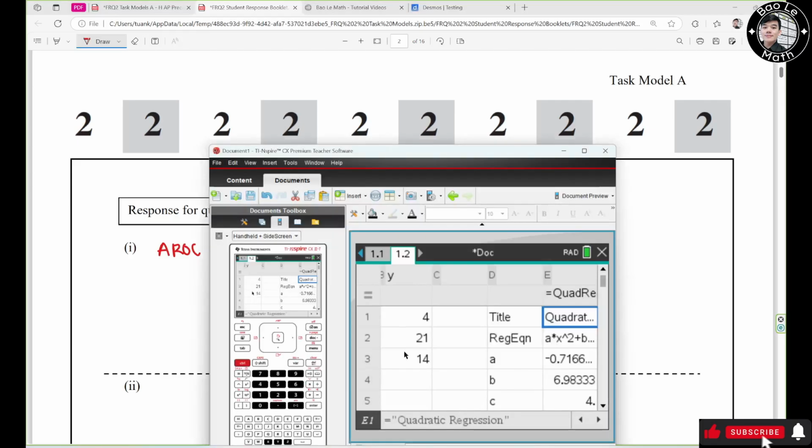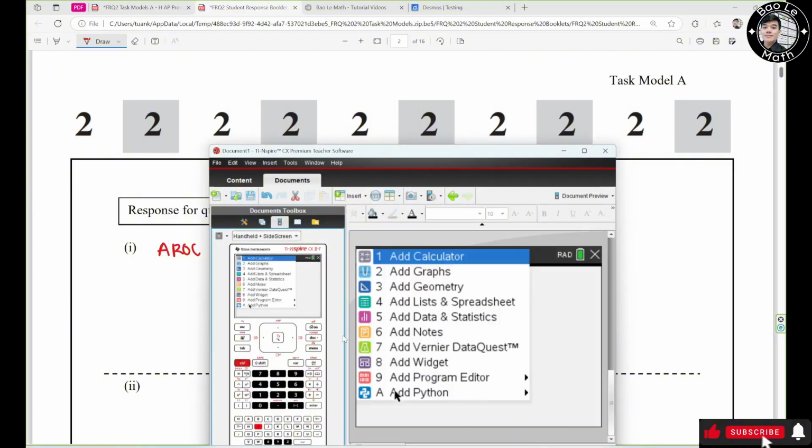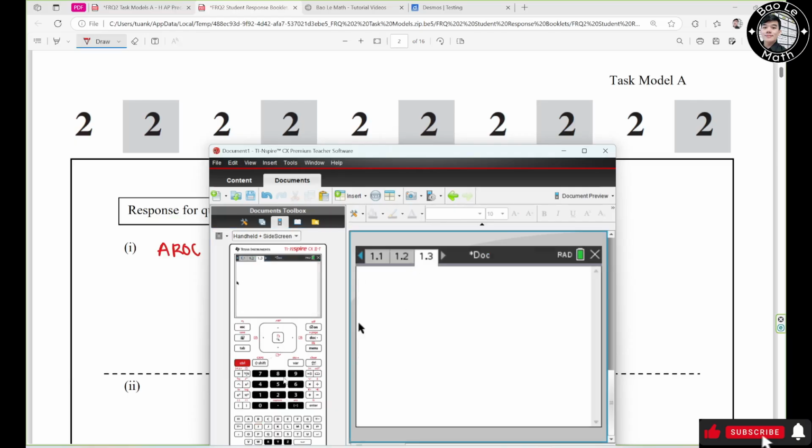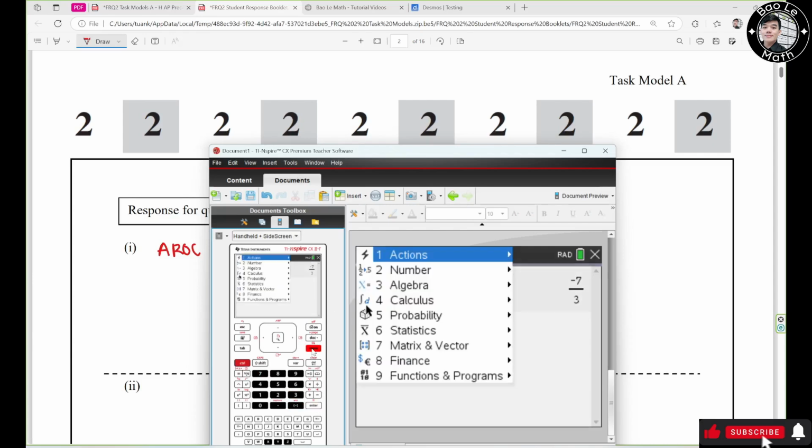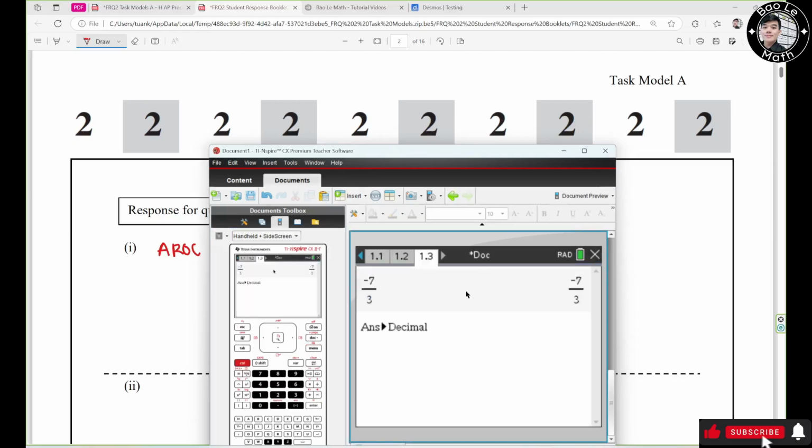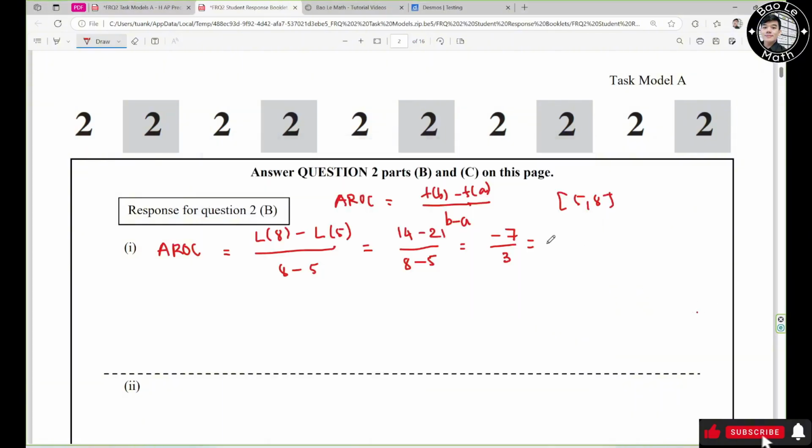So you're going to bring up the calculator. You're going to hit Control I, add calculator. -7 divided by 3 is going to be this one. Converted to decimal number, so menu, number, converted to decimal number. Hit enter. It's going to be -2.333. Now, don't forget to include, so you need to say the average rate of change is -2.333 cars per hour.